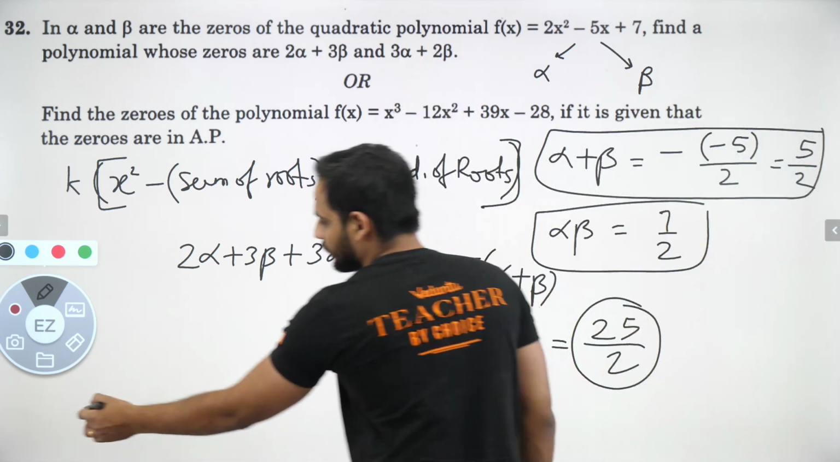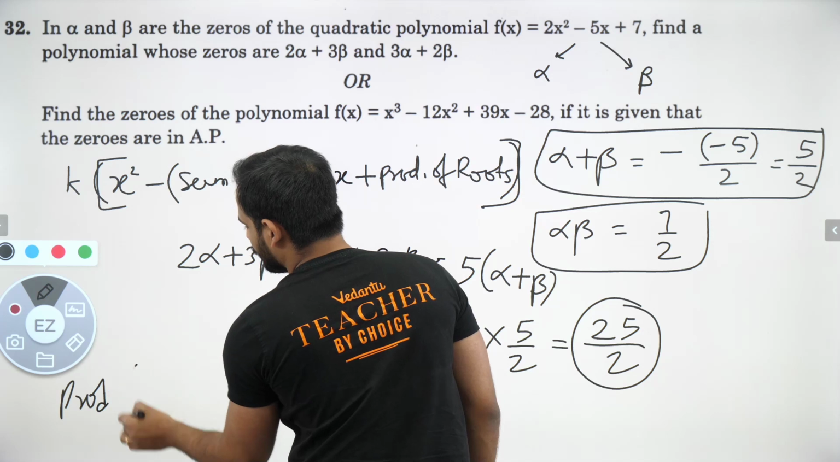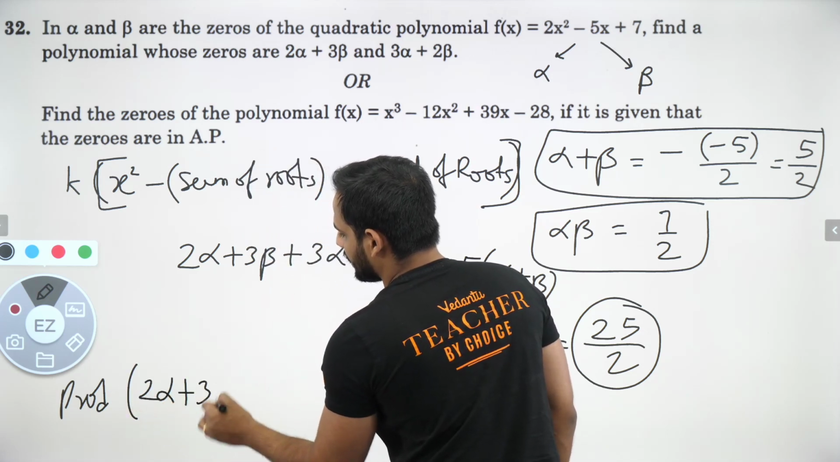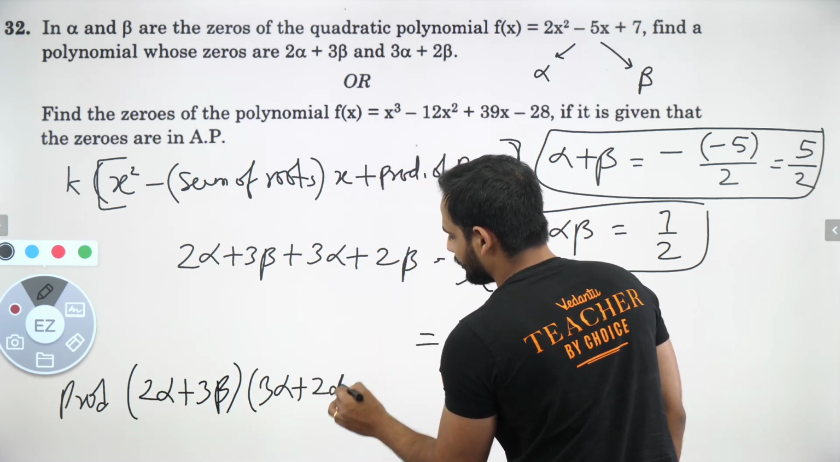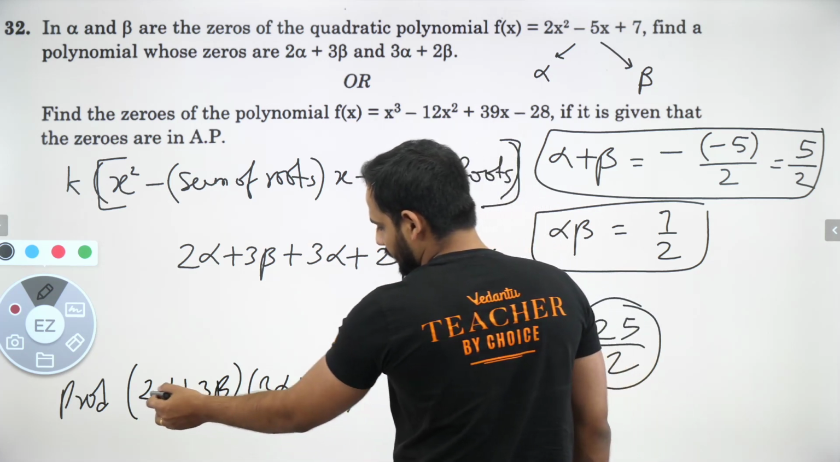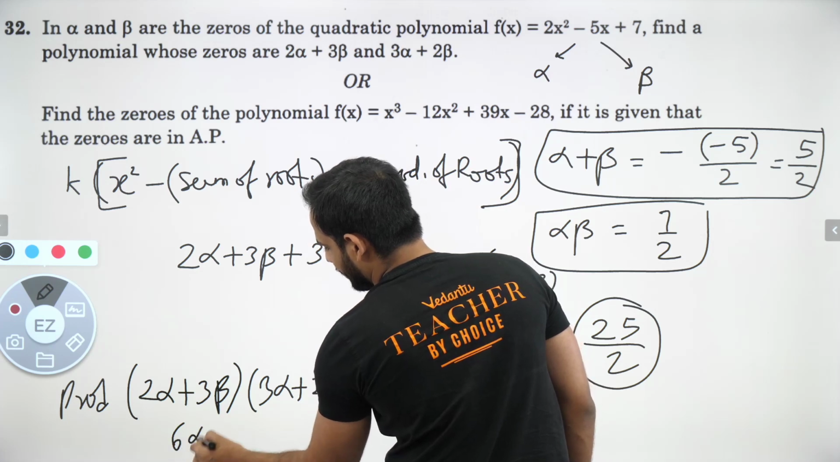Product of roots, let's find out. Product of roots, if you do 2 alpha plus 3 beta into 3 alpha plus 2 beta, multiply quickly. So if you multiply this part, what are you getting? 2 alpha and 3 alpha is 6 alpha square.